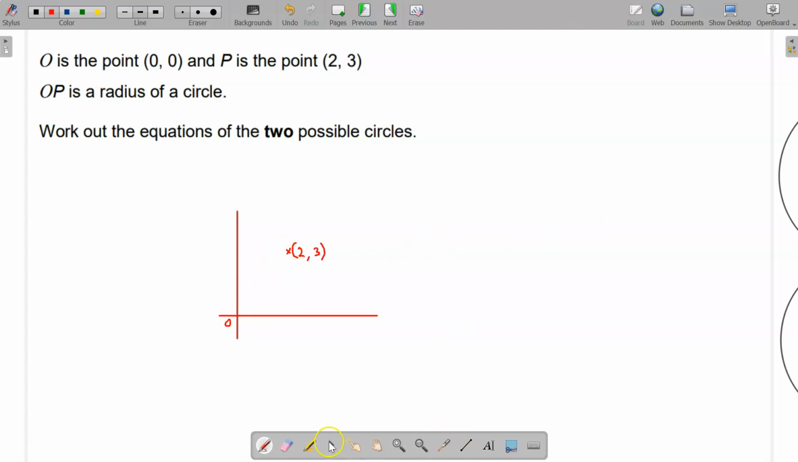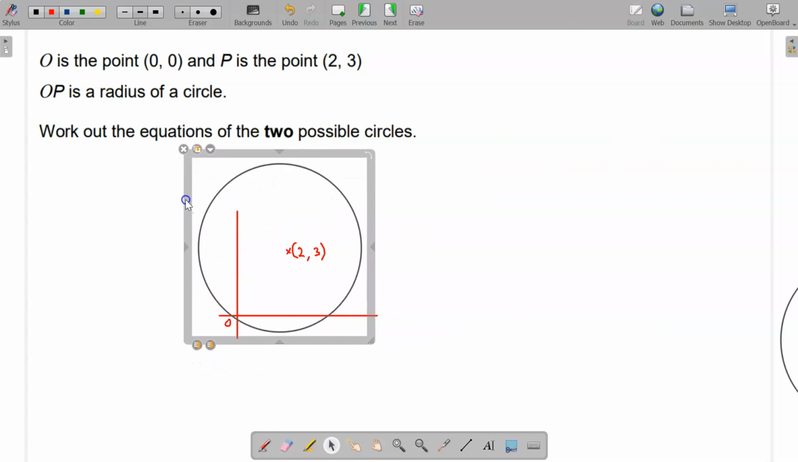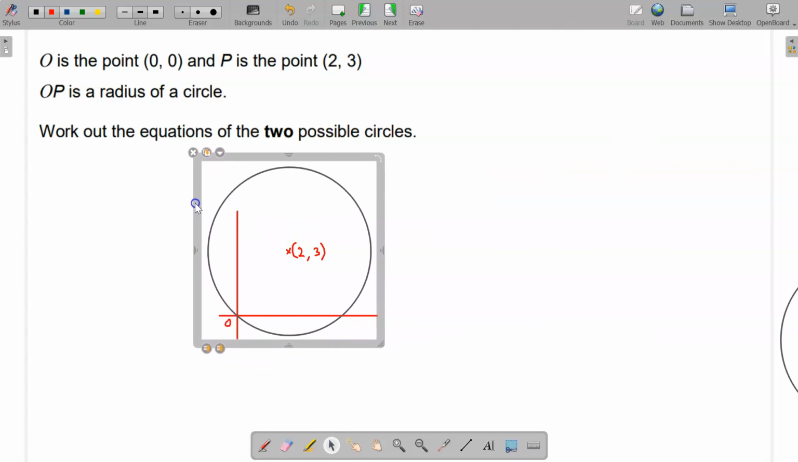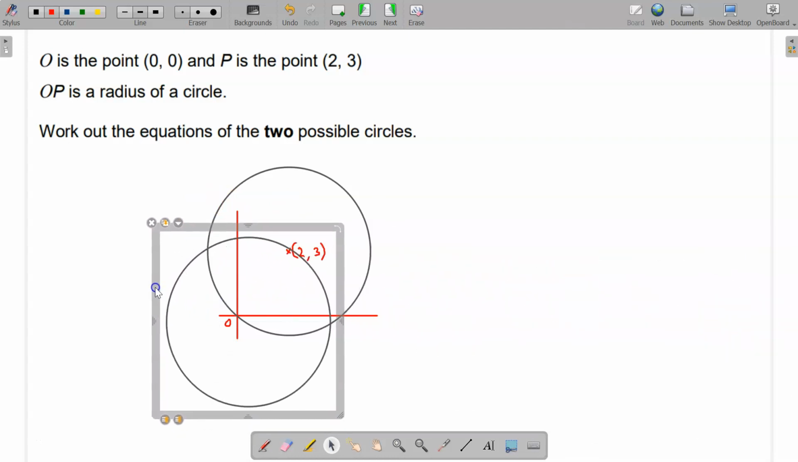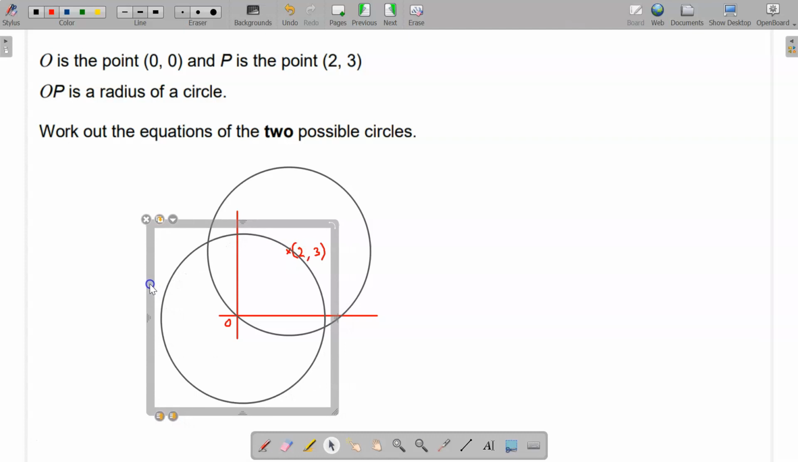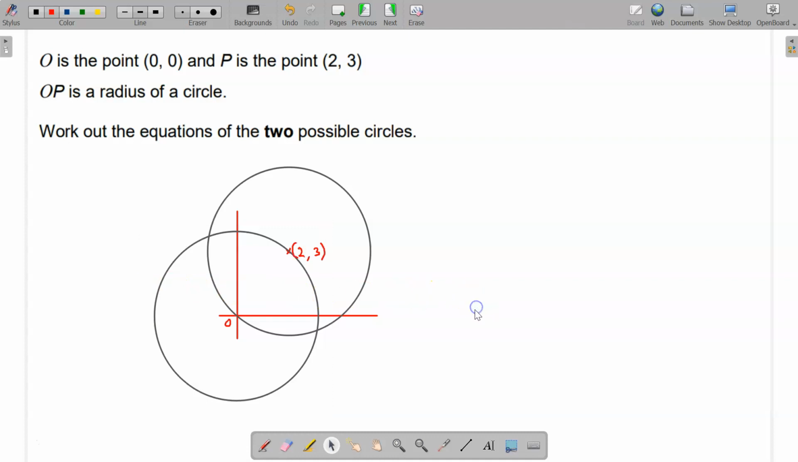Okay, so I've got some illustrations here of what's going on. So if I bring that in there, okay, we can see that's one possibility where the center is about at 2, 3 and it's going through the point O. The other possibility is this one where the center is at O and it's going through the point 2, 3, roughly like that. Okay, so you can see what's going on there.